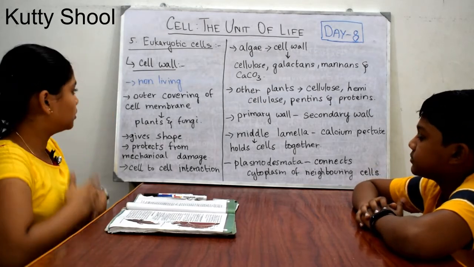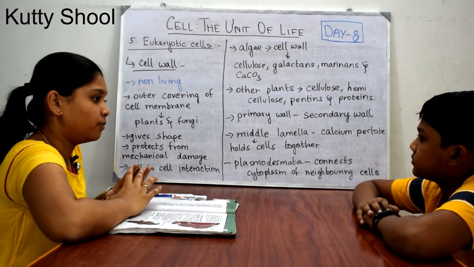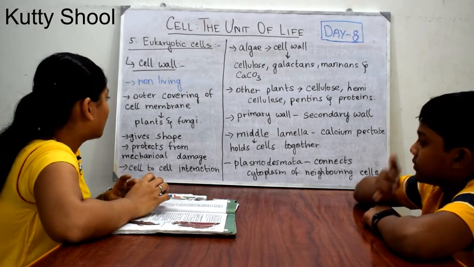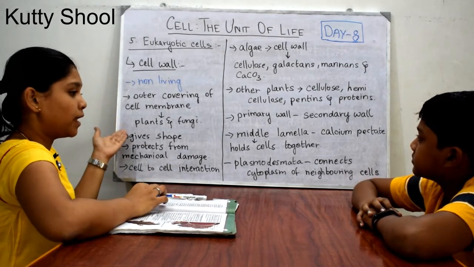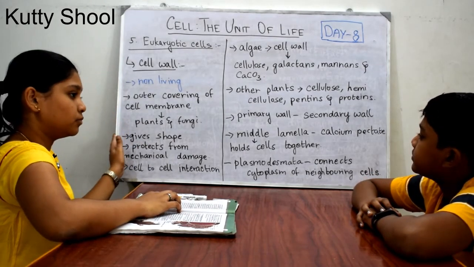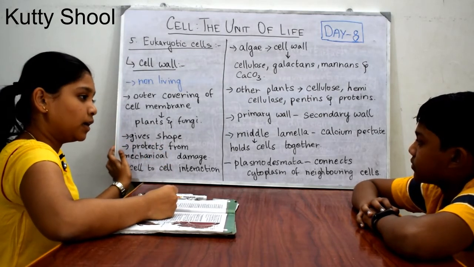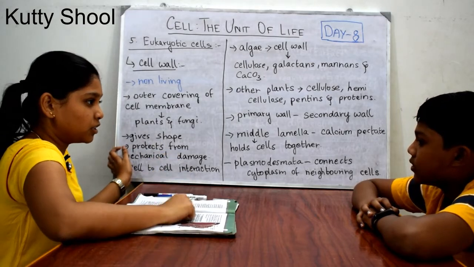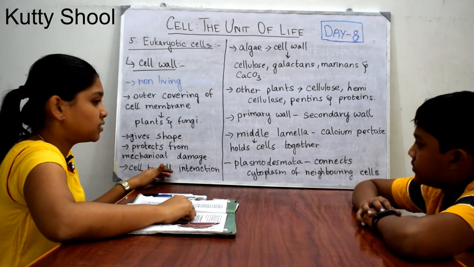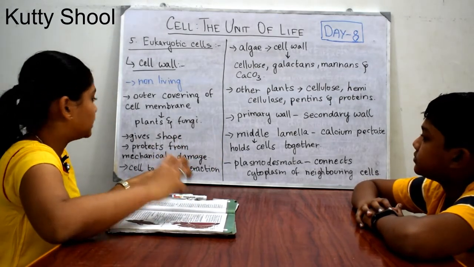Okay. So this cell wall is a non-living substance present in the outer covering of plants and fungi, outer to the plasma membrane. So here it gives shape to the cell. It protects from mechanical damage and it protects from infection. It also provides cell to cell interaction, interaction from one cell to the other cell.